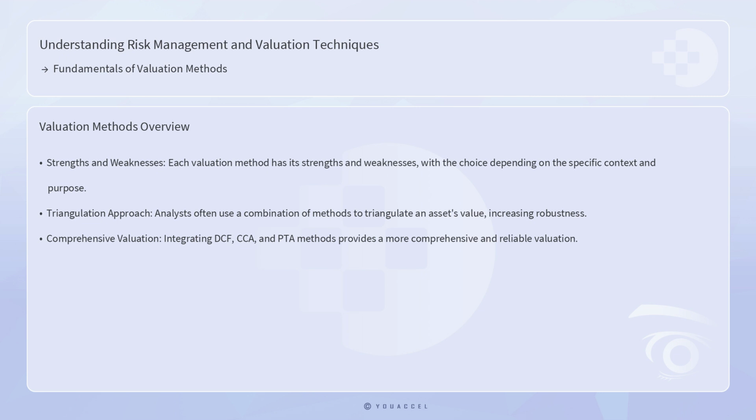In practice, analysts often use a combination of methods to triangulate the value of an asset, thereby increasing the robustness of their valuation estimates. For example, in the valuation of a privately held company, an analyst might use the DCF method to estimate the intrinsic value based on the company's cash flow projections, the CCA method to benchmark the valuation against publicly traded peers, and the PTA method to consider the prices paid in recent transactions within the industry. By integrating these different perspectives, the analyst can arrive at a more comprehensive and reliable valuation.